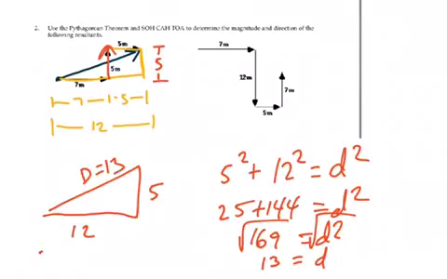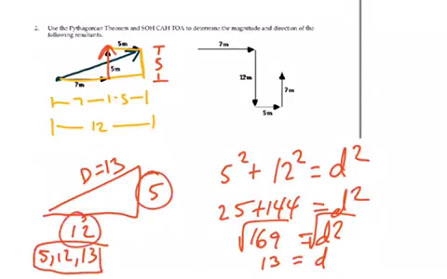This, by the way, is also a triplet, so I would encourage you to memorize 5, 12, 13. Because anytime you see a 5 and a 12, you know the hypotenuse has to be 13. And there's our distance. Next part is, well, how do I figure out this angle?